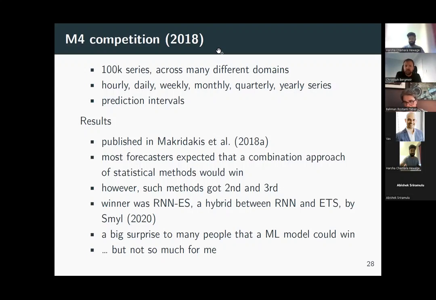Okay. Good. So, the M4 competition: 100,000 series across many different domains. Hourly, daily, weekly, monthly, quarterly, yearly series. You also needed to provide prediction intervals.